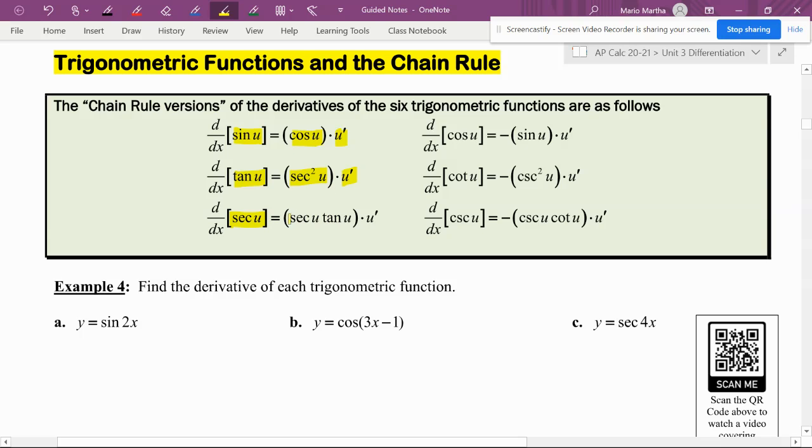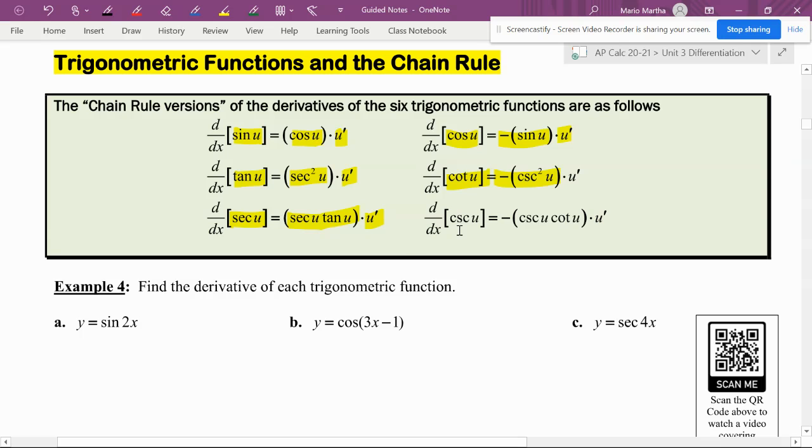Secant of u is equal to secant of u times tangent of u times u prime. And then cosine of u is negative sine of u times u prime. Cotangent, negative cosecant squared of u times u prime. And cosecant is negative cosecant times cotangent times u prime.